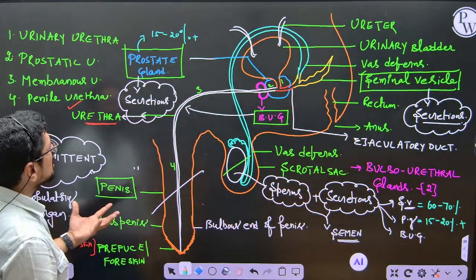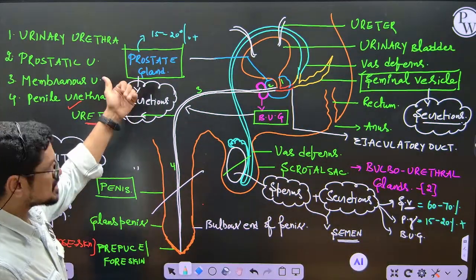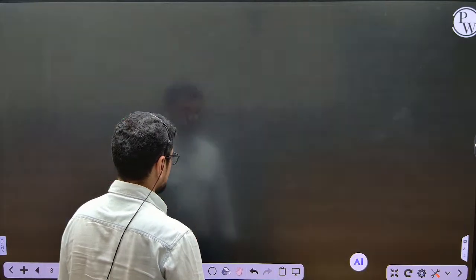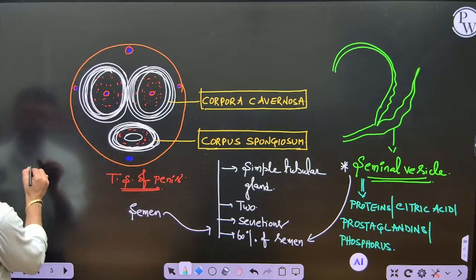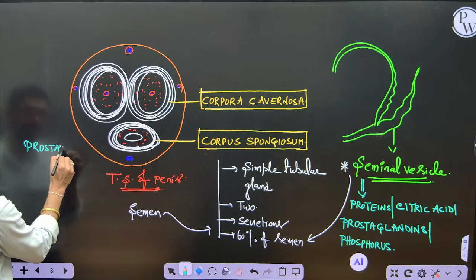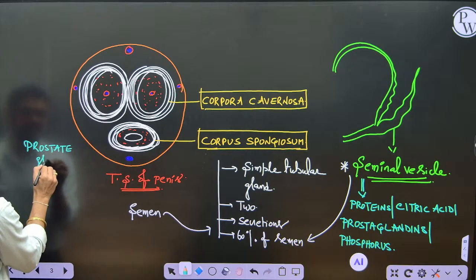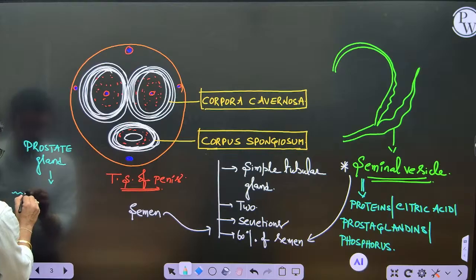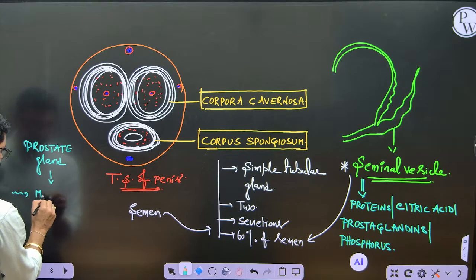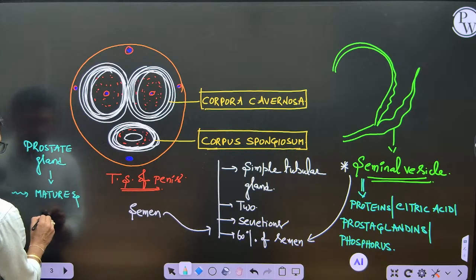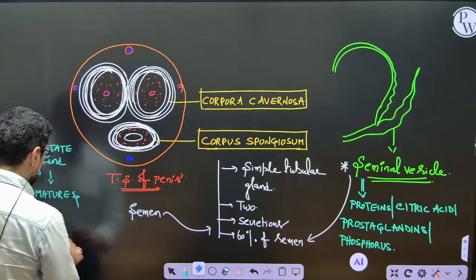What is the function of the prostate gland? I will write here. I will take the slide here itself. The secretions contributed by the prostate gland help in maturation of sperm cells, and the sperm cells will become very active here.